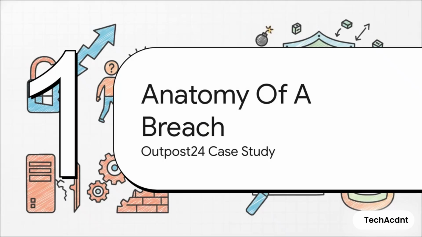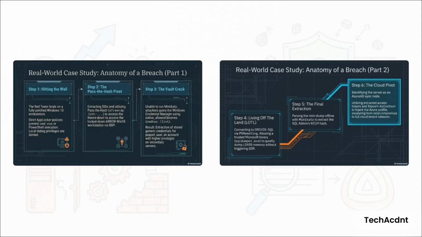Okay, Stage 5, Anatomy of a Breach, the Outpost24 case study. Let's inject some urgency and see this in action. In this Outpost24 case study, we get a masterclass in escalation. In step 1, the red team hits a brick wall. Strict AppLocker policies totally blocked PowerShell, but they adapted. They use native Windows binaries to query the credential manager.